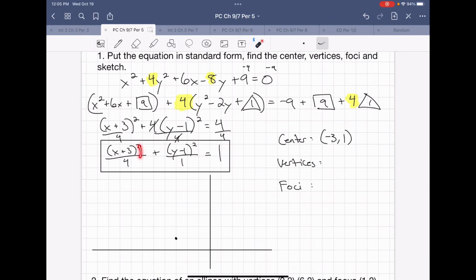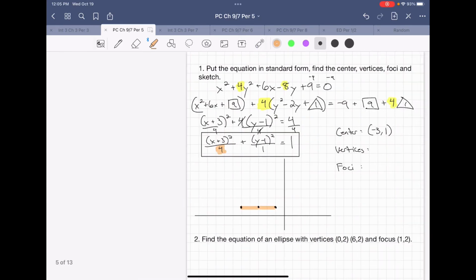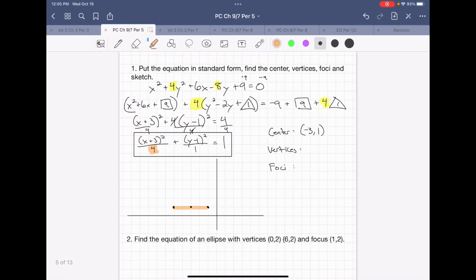So under x, there's a 4. So just like for circles where you square root it, you get 2. And I'm going to go 2. X is my left, right variable, so 2 left and right. 2 this way, 2 that way, because it's under x. Underneath, did I mess up the colors? No, I'm good. Okay, good.